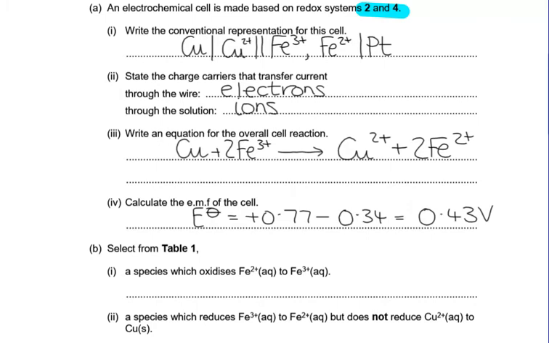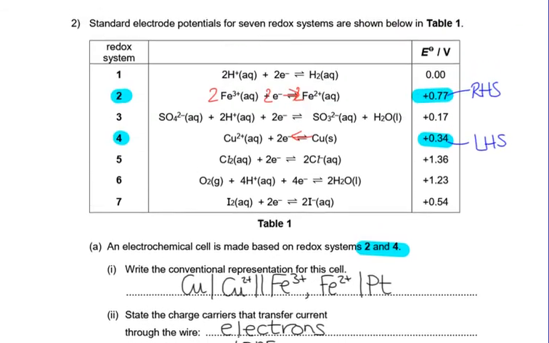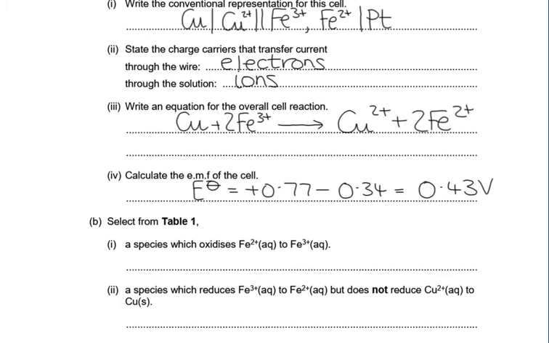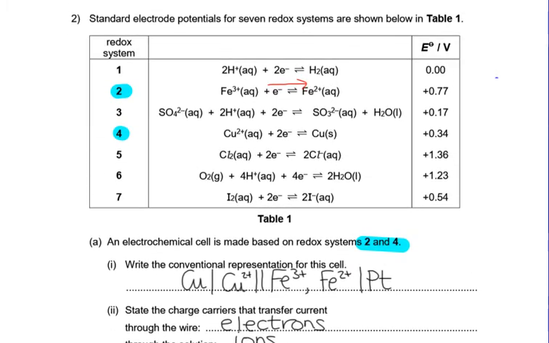Right, now we're moving on to the slightly more difficult parts of the question. So a species, something, so they're not telling us whether it's an element or an ion, it's just something that could oxidise Fe2+ to Fe3+. Let's go back up. Let's just get rid of all this annotating that's getting in the way now. We want Fe2+ to turn into Fe3+. So we want that one to go that way. We want Fe2+ to turn into Fe3+.